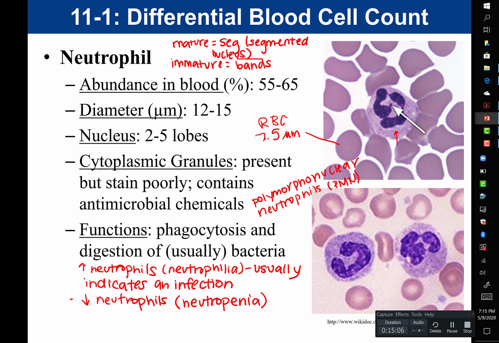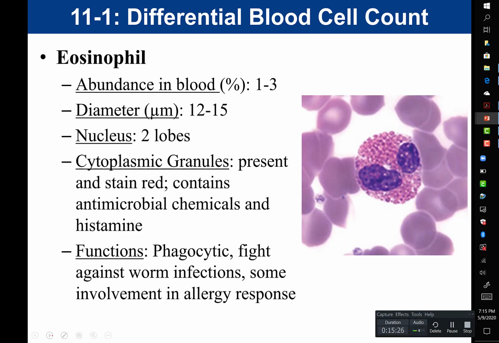But in the case of somebody who has neutropenia, they are not producing enough of these neutrophils, and as a result, their immune system is not functioning optimally. And so this is for the neutrophils. So again, these are the first responders. Next, we have our eosinophils.